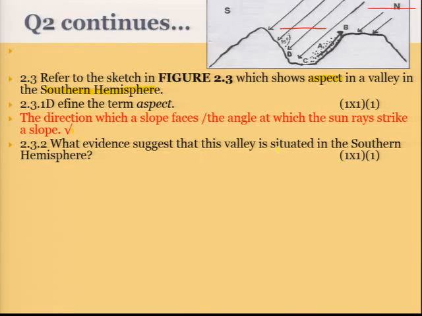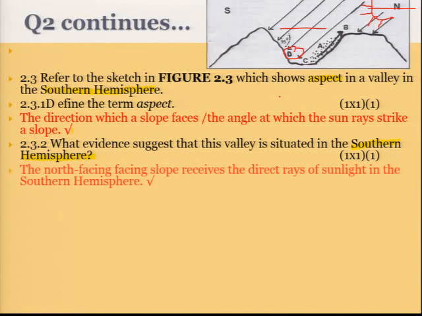What evidence suggests that this valley is situated in the southern hemisphere? What evidence do we have that we are in the southern hemisphere? When we check our figure there, we'll see that at area D, maybe I could also just, for clarity, put our sun there. We are facing towards the north. And we are in which hemisphere? We are in the southern hemisphere. And we know, colleagues, that if we are in the southern hemisphere, always the slope that is correct will be the north-facing slope. That's why we say the answer: the north-facing slope receives direct sun rays to support the statement that we are in the southern hemisphere.